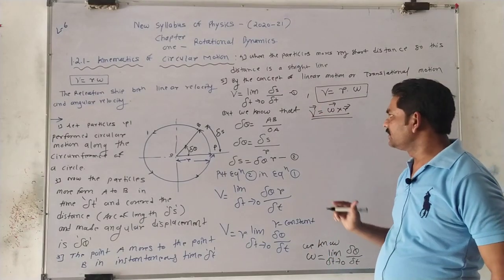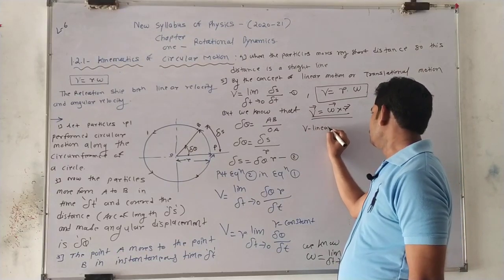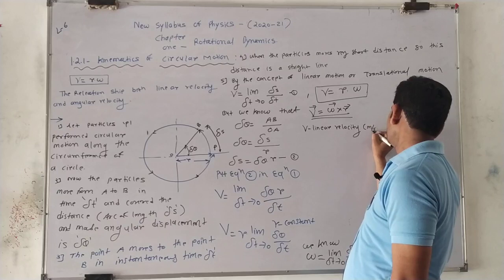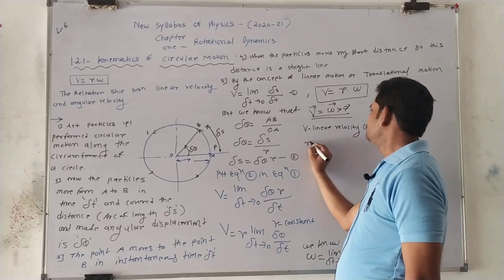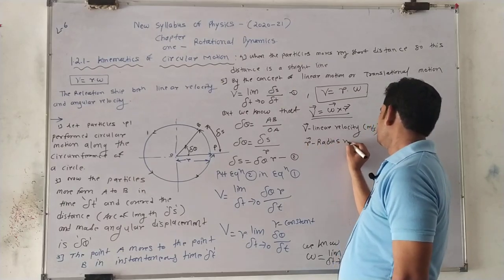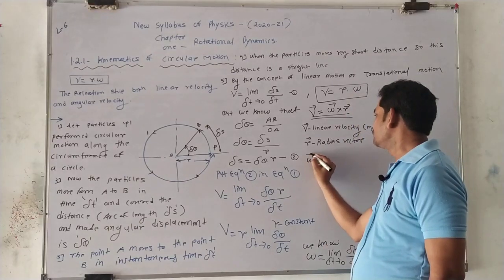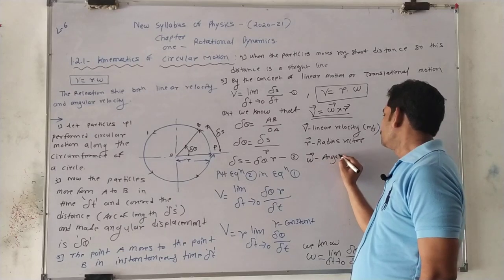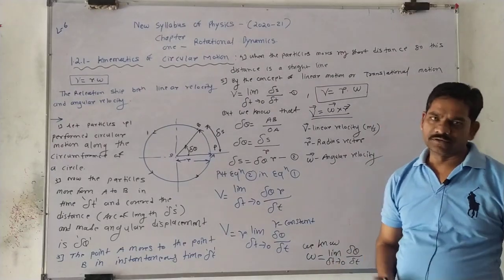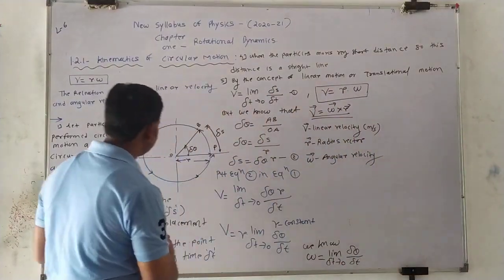So this velocity is nothing but the linear velocity. V is the linear velocity. What is the unit? Meter per second. R is the radius vector. Yes or no? Yes. And omega is the angular velocity. So V, R and omega vary here.